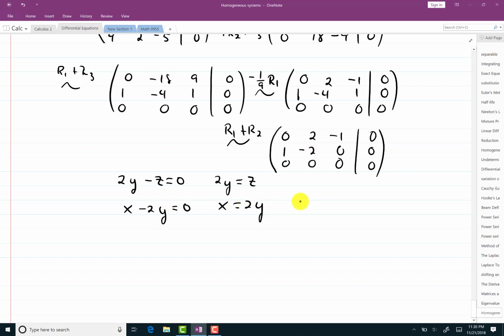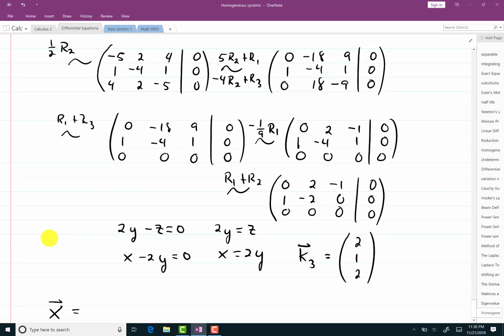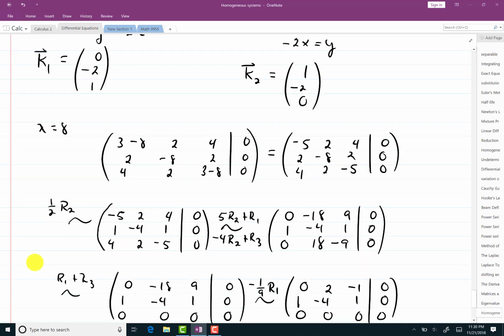So it seems reasonable for me to allow y to equal 1 and see what happens with x and z. When y is 1, x will be 2. When y is 1, z will be 2. And I have my 3 distinct eigenvectors. My solution then may sort of surprise you. You would think that there's a t, e to the something in here, but there's not.